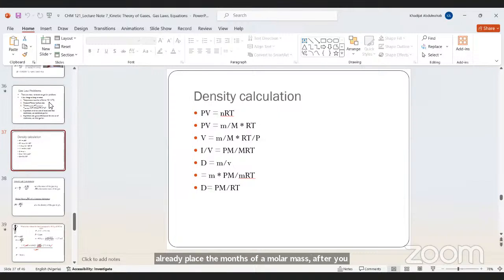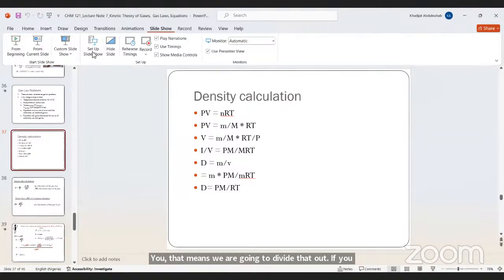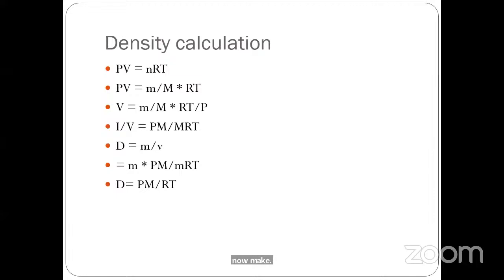If we now make volume the subject of the formula, that means we are going to divide that RT by P. So if we divide that, we have the mass over molar mass multiplied by RT divided by P. We can invert that formula to get PM over mRT. That's 1 all over V.